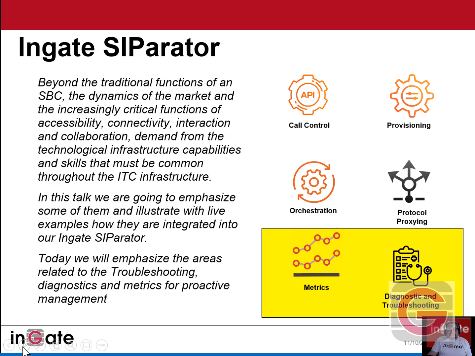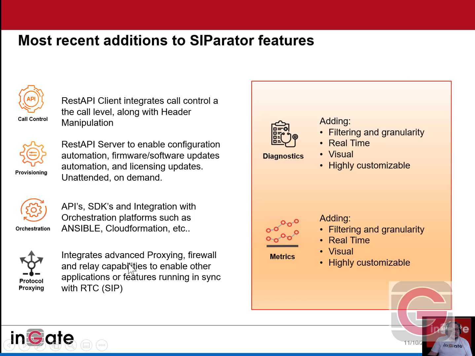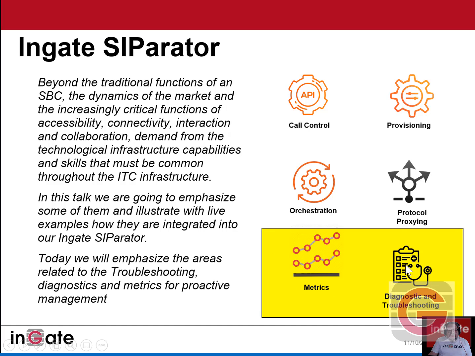So we have been adding a bunch of functionalities and features to our flagship product, the SIParator. And I classify them in 6 different groups: call control, provisioning, service orchestration, protocol proxying, metrics gathering, and diagnostic and troubleshooting tools. In this slide, I'm highlighting two of them, metrics and diagnostics and troubleshooting. And those two are the ones that we want to dedicate this session to today.